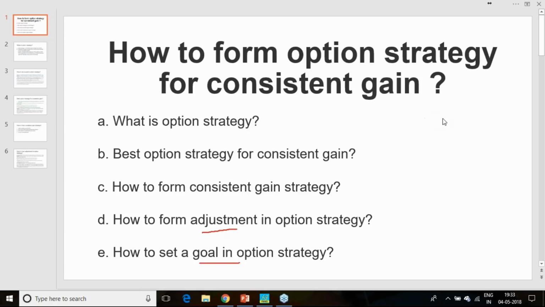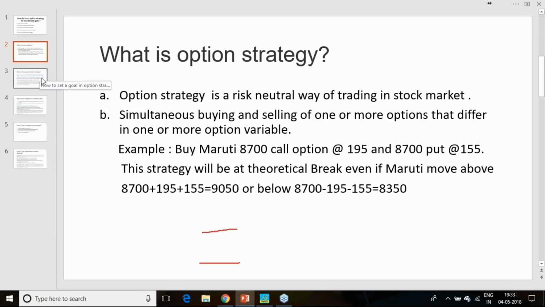Coming to my very first part, there are two definitions you will find. It is a risk neutral way of trading in the stock market. Why do we do option strategy trading? It is a risk neutral way of doing the trading. The market always has a risk to go up and a risk to fall down. For a seller, if it goes up, it creates loss for him. For a buyer, if the market falls, it creates loss for him.